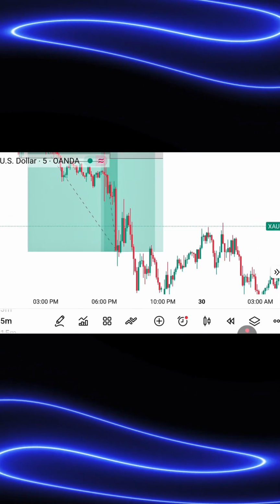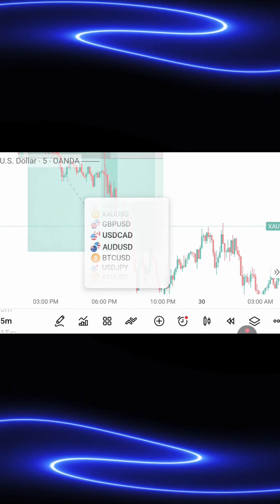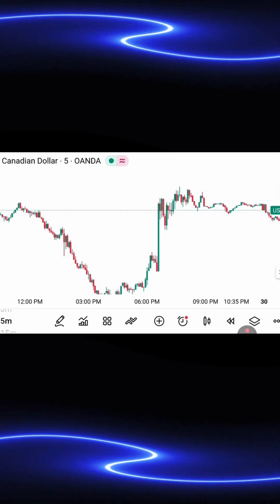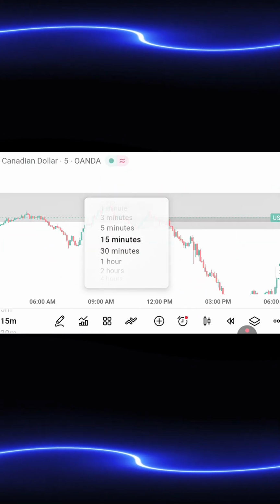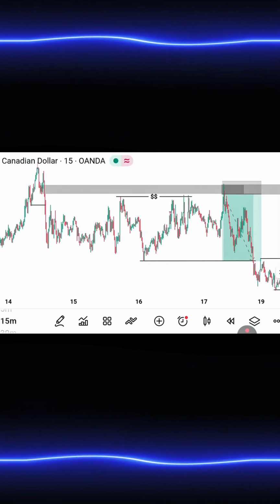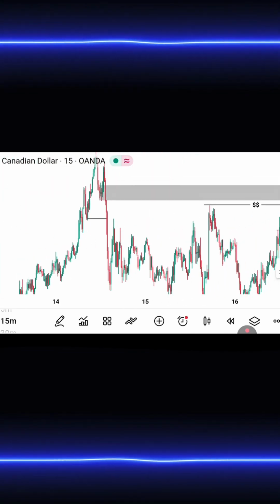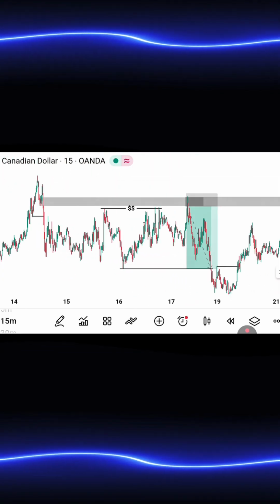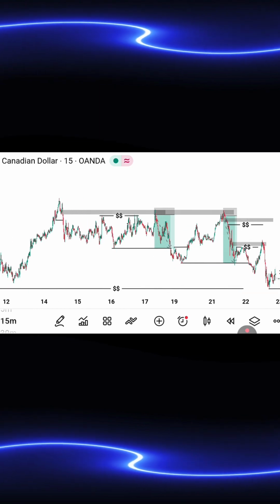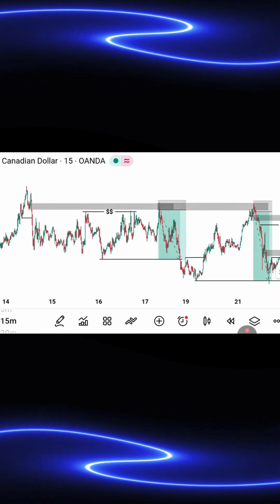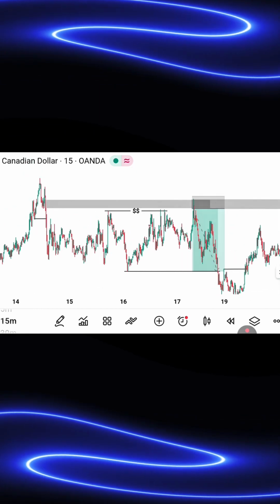So now let's head over to another pair. I'm going to be looking at USD CAD for this second example. Let's go to the 15-minute time frame. So for USD CAD, if you look very closely, I'm going to be using this particular trade as an example. I entered this trade, I think last week or so. Yeah, last week or upper week.